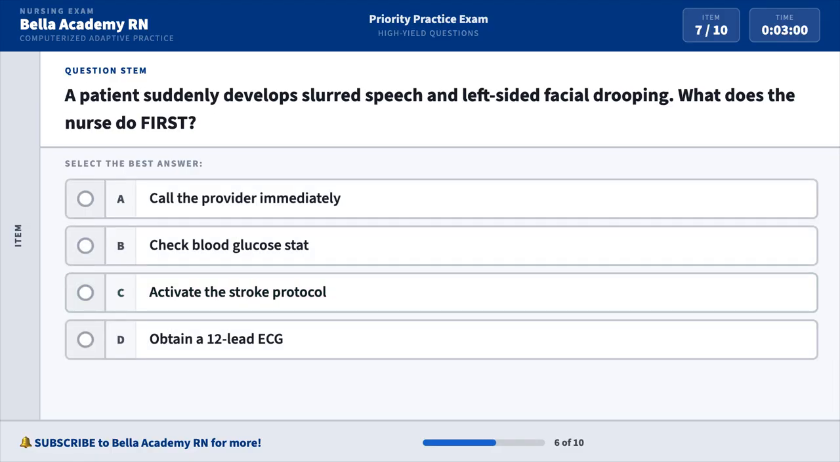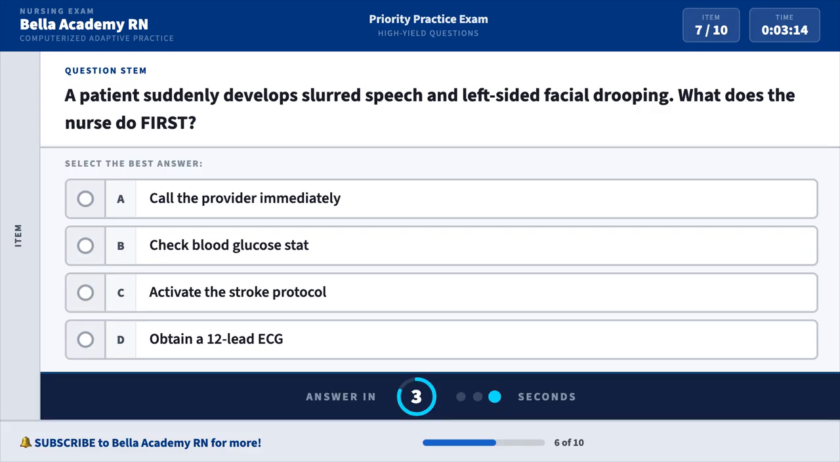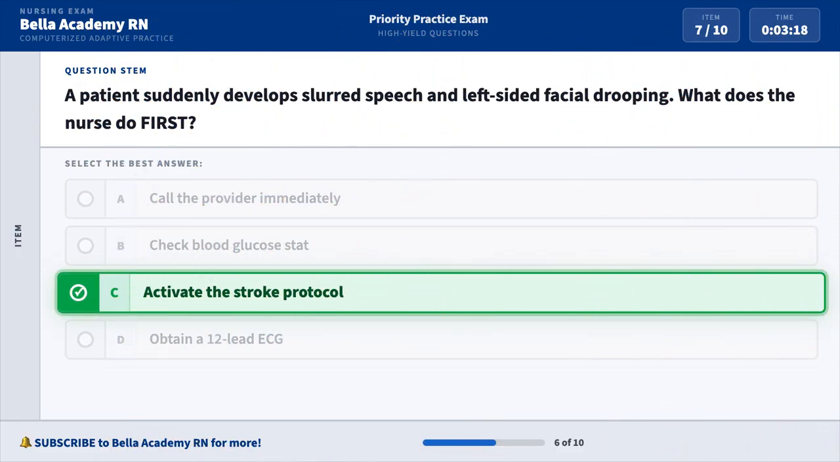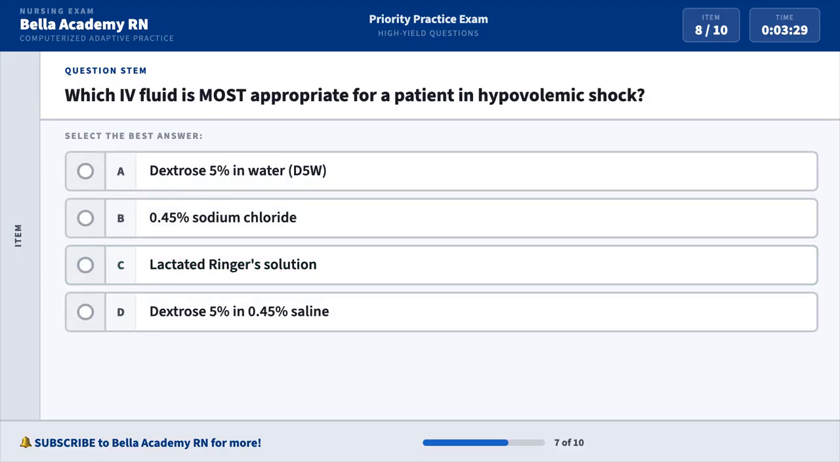A patient suddenly develops slurred speech and left-sided facial drooping. What does the nurse do first? Call the provider. Check blood glucose. Activate the stroke protocol. Obtain a 12-lead ECG. C. Activate the stroke protocol. These are classic stroke symptoms. Time is brain. Every minute equals 1.9 million neurons. Act immediately.